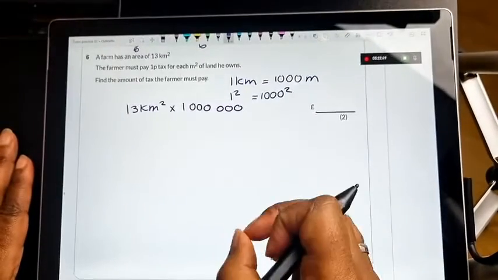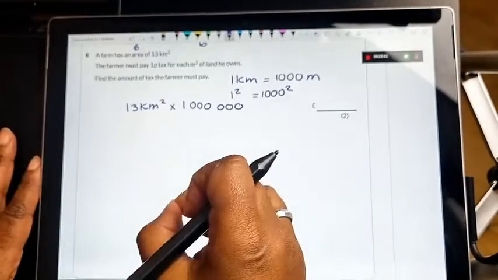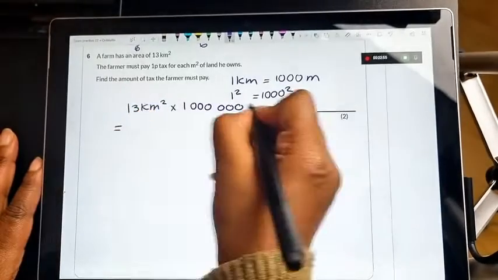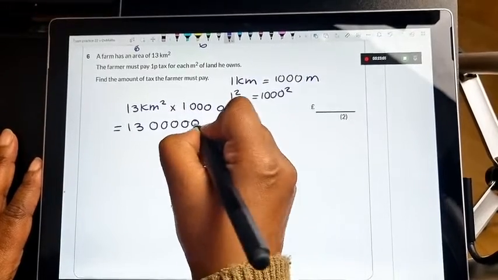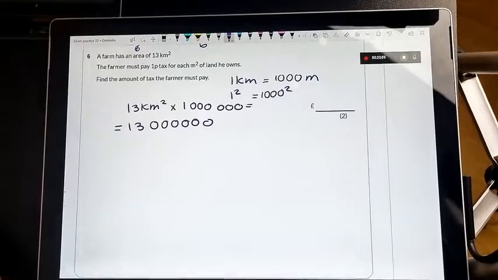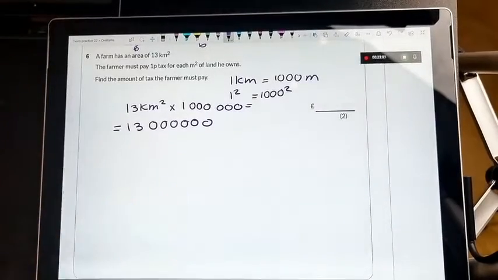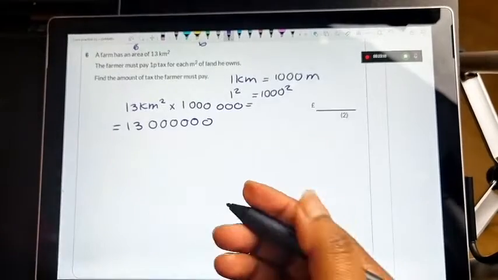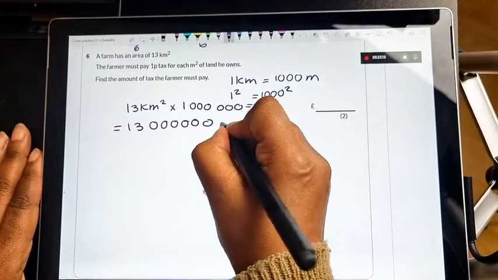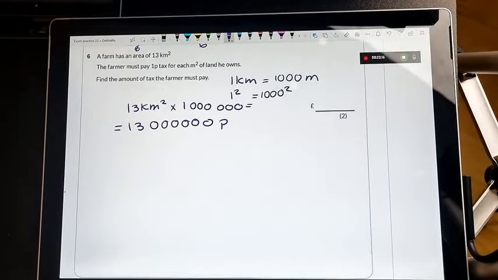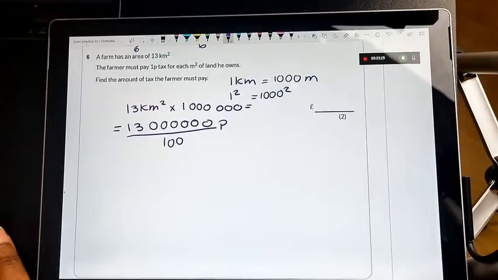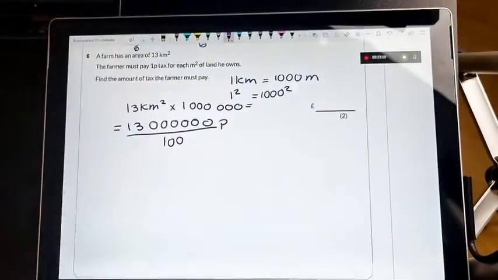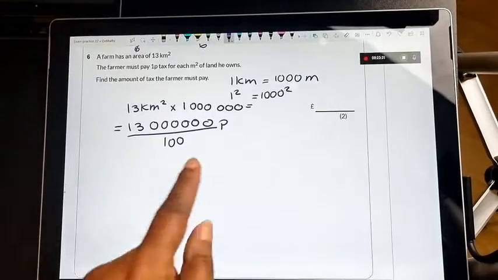You need to remember that this is in pence once we convert as well. So we end up with the answer of 13 million. Okay? How do we convert into pounds? This is the same as saying 1p for every meter squared. So this is in meter squared, but it's also 1p, because every meter squared is also 1p. We convert by dividing by 100. We need the answer in pounds, not in pence. If it's in pence, it's correct. But if it's in pounds, you need to divide, okay?